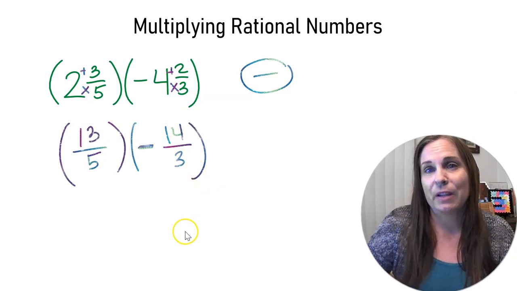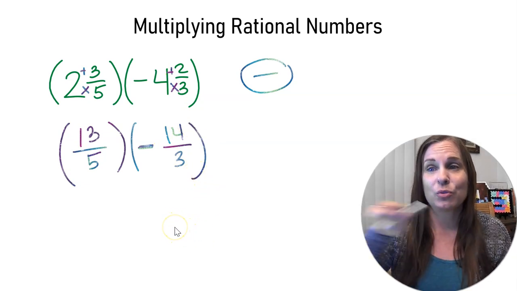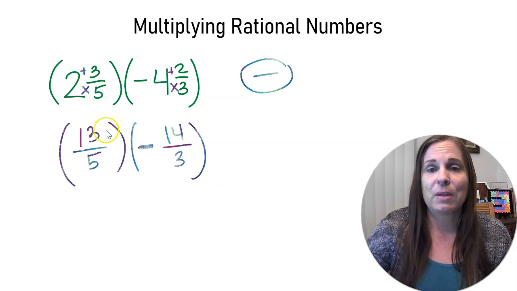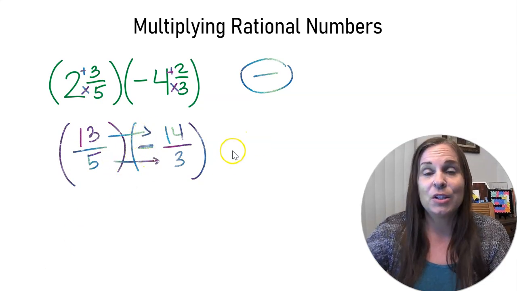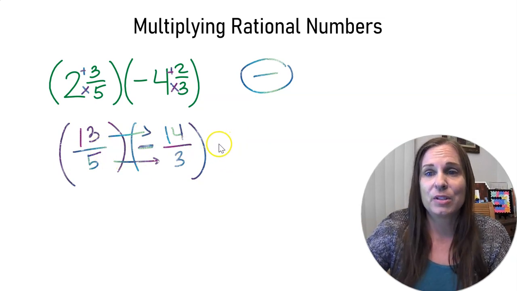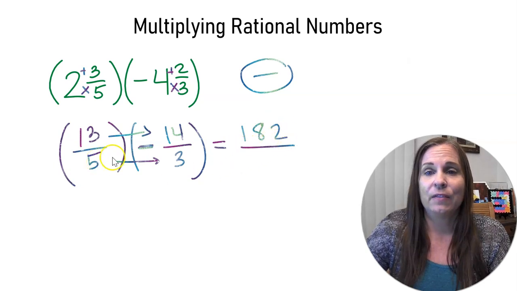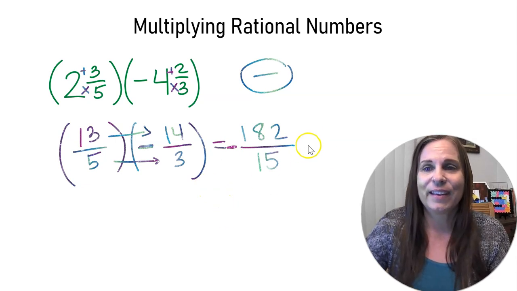And when we multiply fractions, we multiply straight across. So that means I have to do 13 times 14, and I have to do 5 times 3. Now you can use a calculator for this, but 13 times 14 is 182, and 5 times 3 is 15, and I know my answer is negative, right? So I almost forgot to write the negative in there.